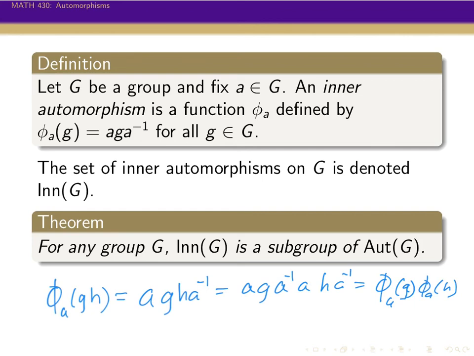For onto, you just do a inverse, whatever thing you're trying to hit, times a, plug that in, then the a and the a inverses on both sides cancel themselves out, and you have what you want. For one-to-one, just doing some cancellation shows that it's one-to-one. So these are actually automorphisms in and of themselves, and then the set of these together actually forms a subgroup of the automorphisms, and so this is called the subgroup of inner automorphisms.